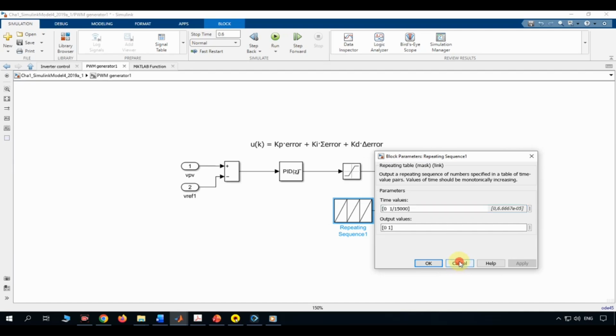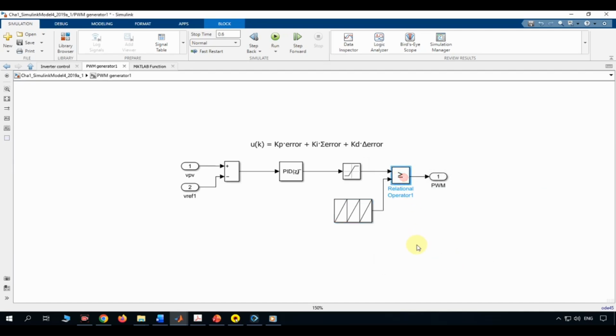5. Comparator, greater than or equal to. This is the actual PWM modulator. It compares the saturated duty cycle command against the sawtooth carrier. PWM equals 1 if duty_CMD is greater than or equal to carrier. PWM equals 0 otherwise.